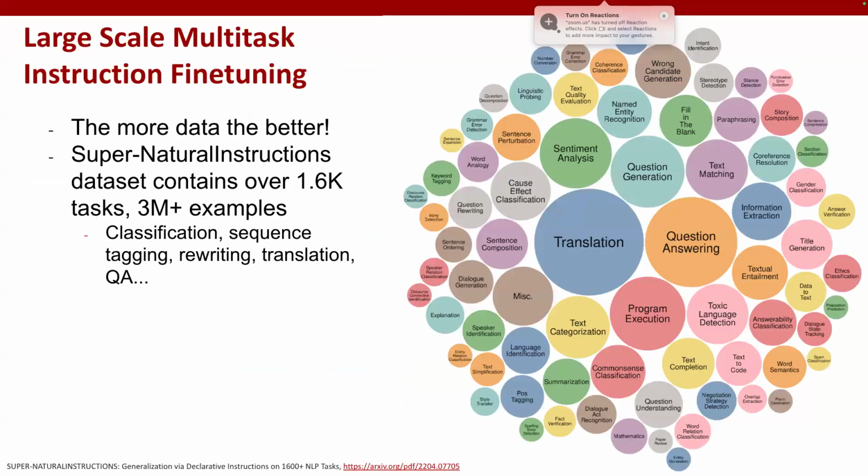Instruction fine-tuning has become very popular after we actually have a lot of data to fine-tune. The Super-NaturalInstructions dataset includes over 1,600 tasks with 3 million examples. That includes all the tasks you could think of, including translation, question answering, classification, sequence tagging. So almost all the tasks that you can do with text alone. And this allows the model to learn across each task and achieve better performance in each and every task in the dataset.